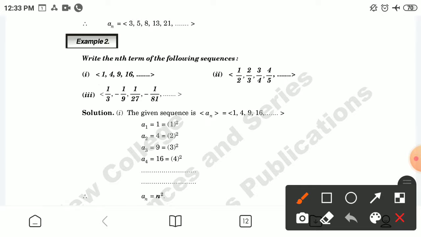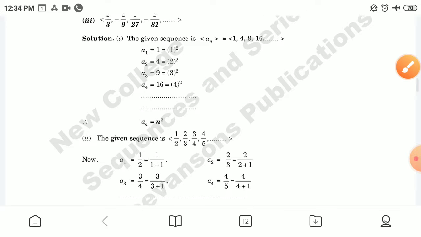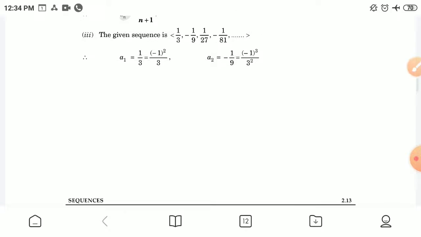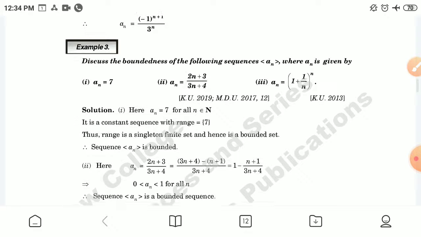Write the nth term of the following sequence. Taking the first example, the pattern of the sequence is 1, 4, 9, 16. The first term is 1 square, second is 2 square, 3 square, 4 square. It means the nth term will be n square. Similarly, we can draw different examples.